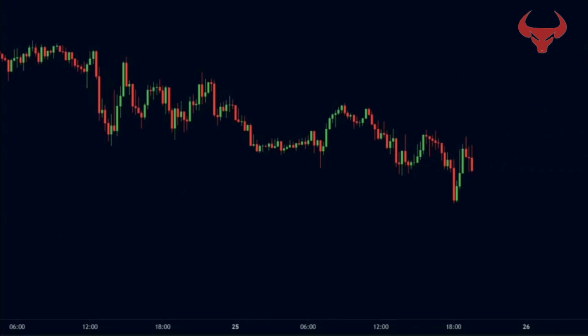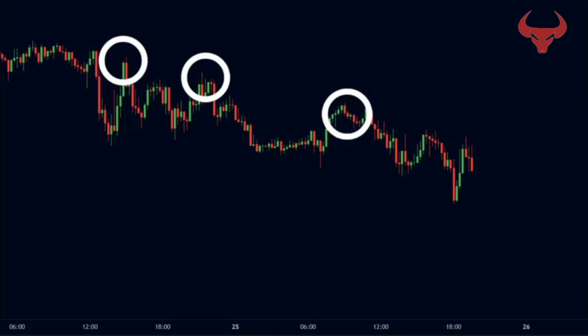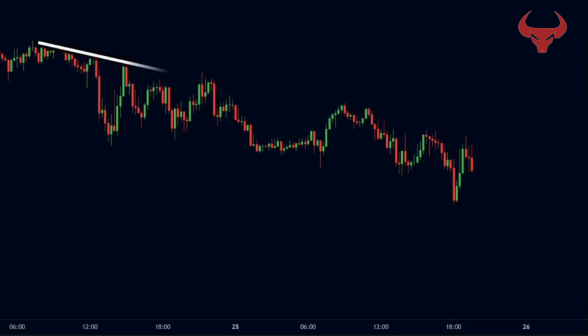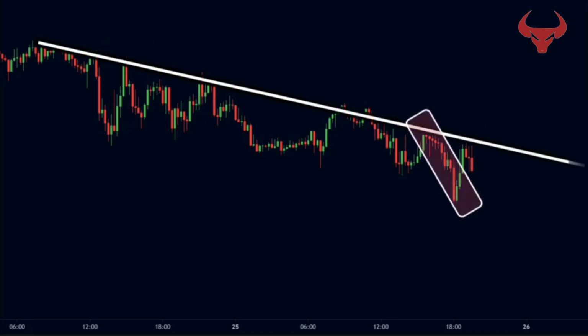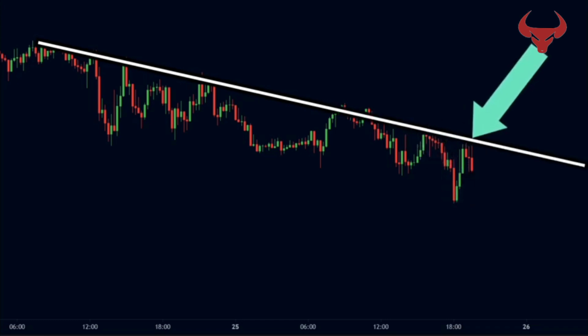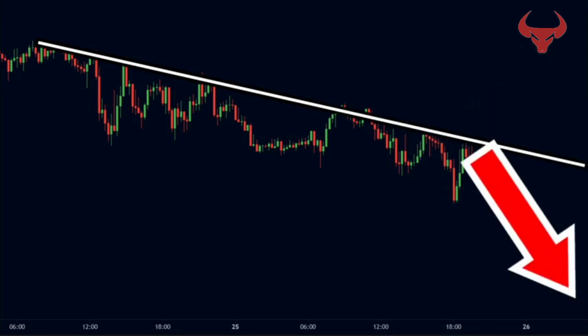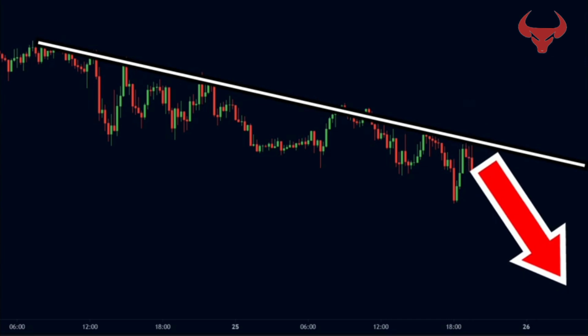Let us now look at a sell trade. Here we can see that the stock is in a downtrend as it is making lower highs and lower lows. So, we identify the swing points on the chart and mark the trend line. Now look at this point. After making a good down move, the price has pulled back at the trend line. So, there is a probability that the price might reverse after hitting the trend line.